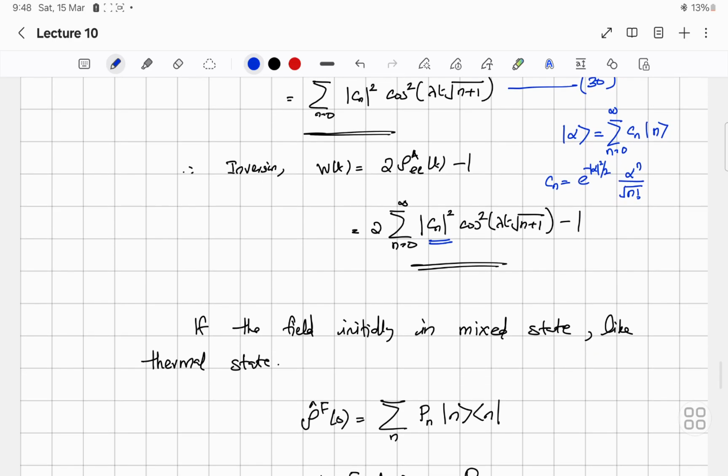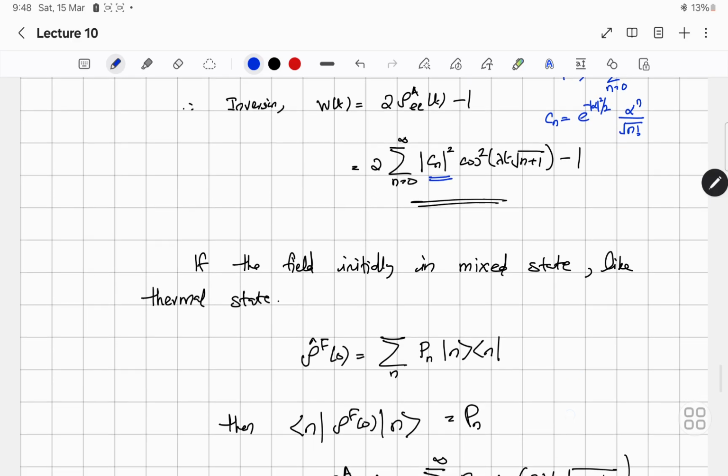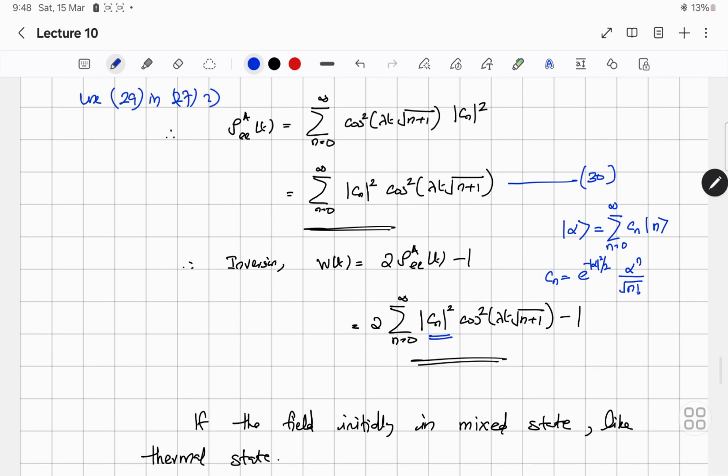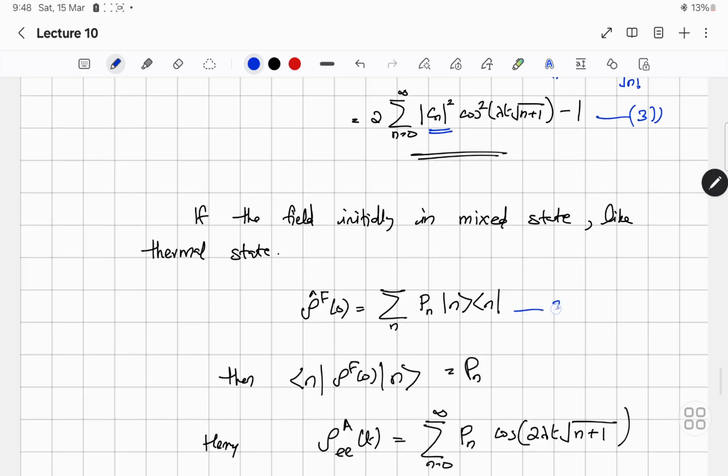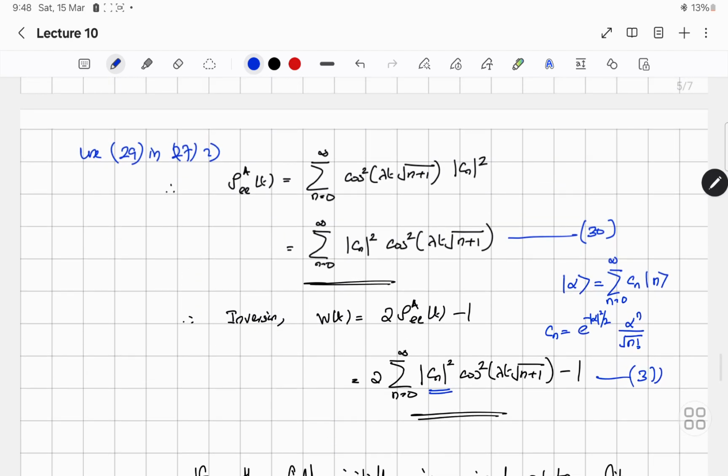So if initially the field is in the mixed state, suppose rho_f(0) is sum over n P_n outer product |n><n|, then your <n|rho_f(0)|n> would be equal to P_n. Okay, let us keep some equation numbers here. So let this be equation number 31, this is equation number 32 and equation number 33. And use your equation number 33 in 27.